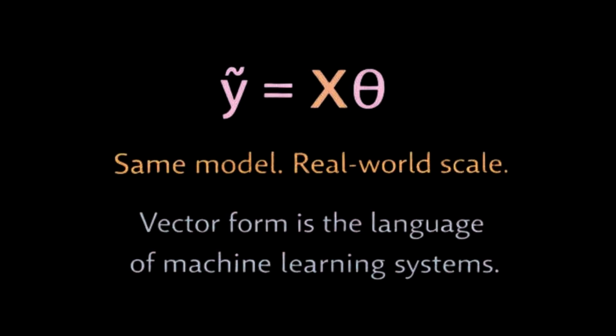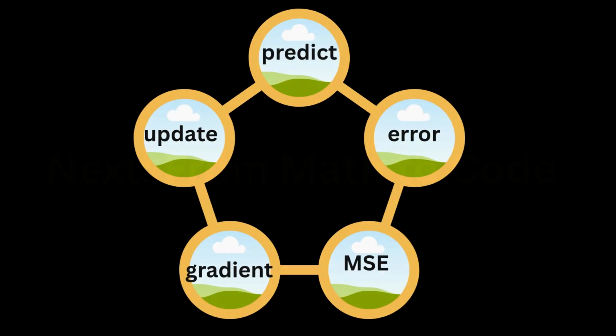So remember this. Vector form does not change what the model learns. It changes how efficiently we compute it. Vector form is the language of machine learning systems. At this point, you understand linear models end to end. Next, implementation. Writing this in code.